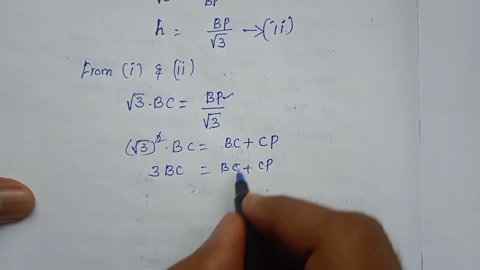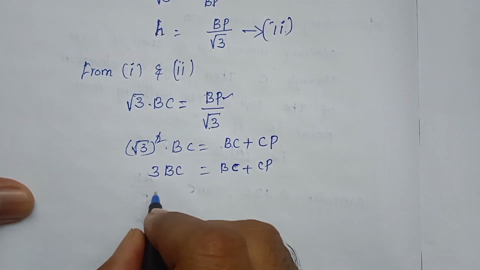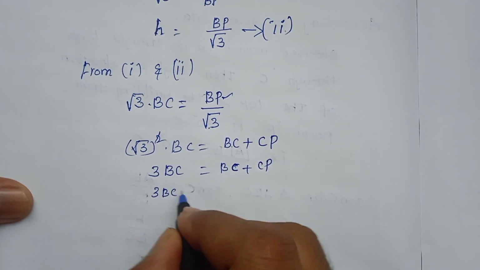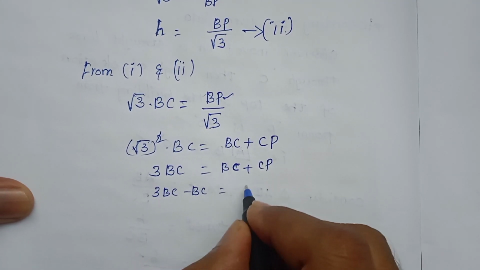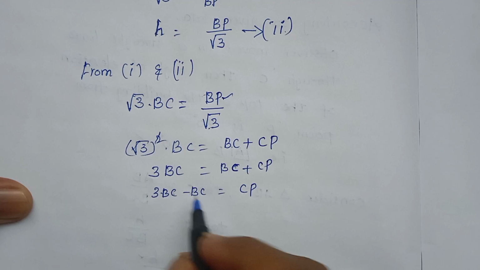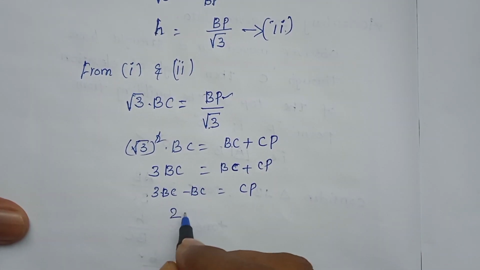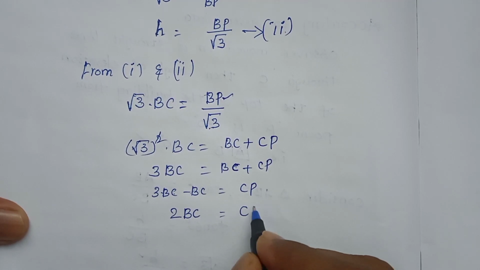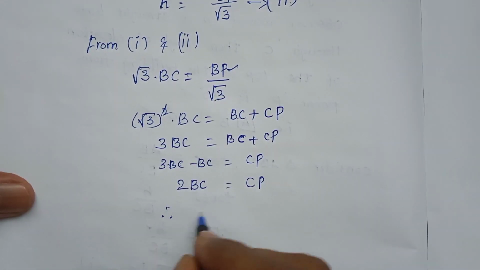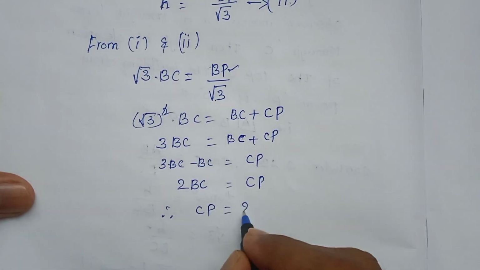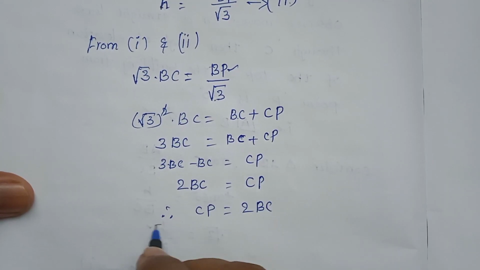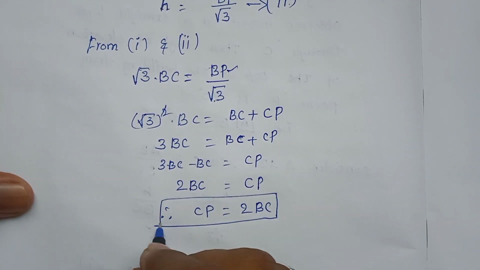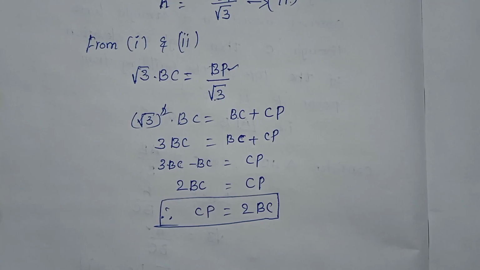So let us shift the BC like terms to one side. 3BC minus BC is equal to CP. See, 3BC minus BC is what? 2BC. So 2BC is equal to CP. Therefore CP is equal to 2BC. That is what we have to show in this sum.